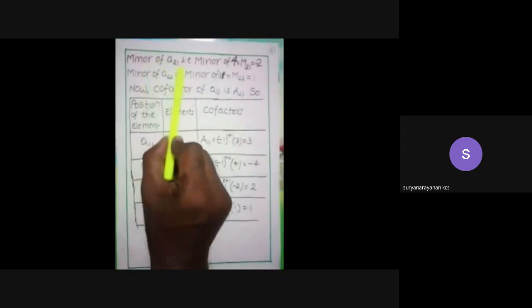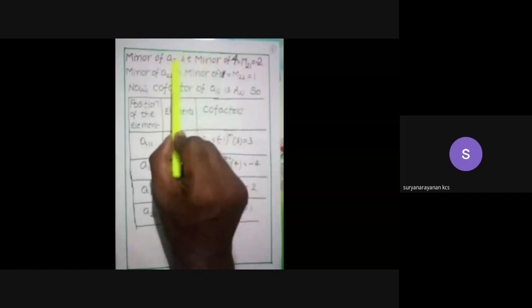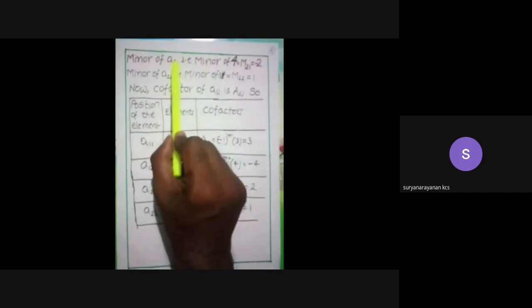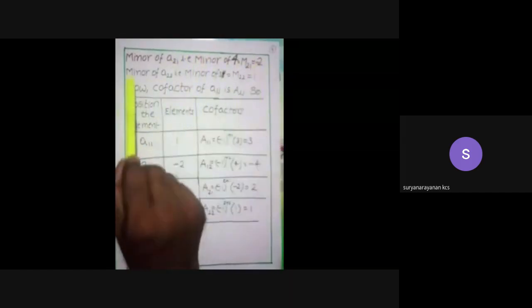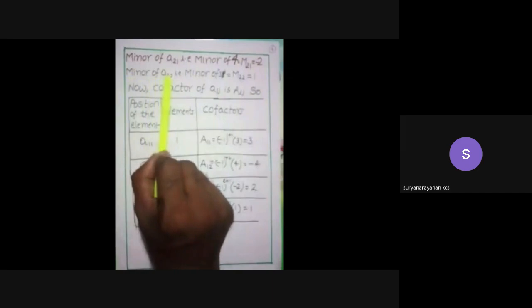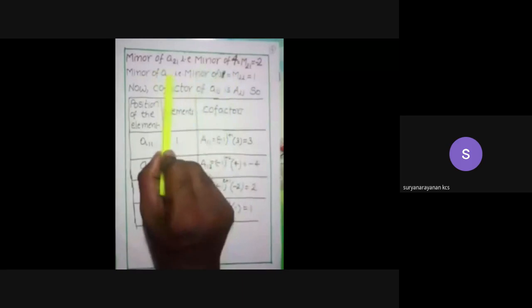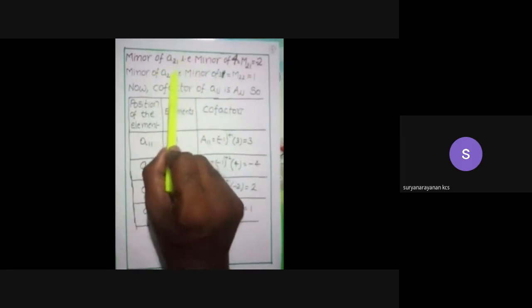Minor of A21, that is minor of 4, is equal to M21. By closing the second row and first column, we get -2. Similarly, minor of the element A22, that is minor of 3, by closing the second row and second column, we get 1 only. These are the minors of the 4 elements.